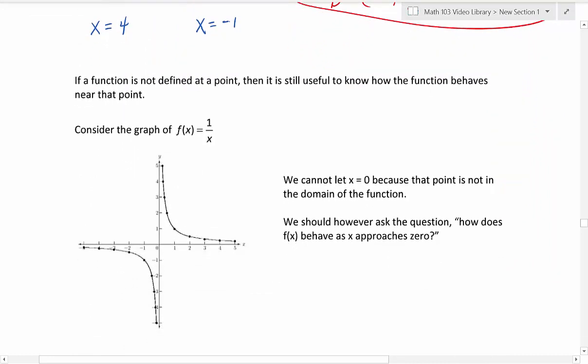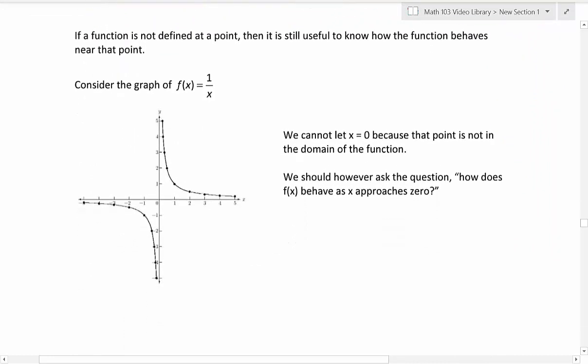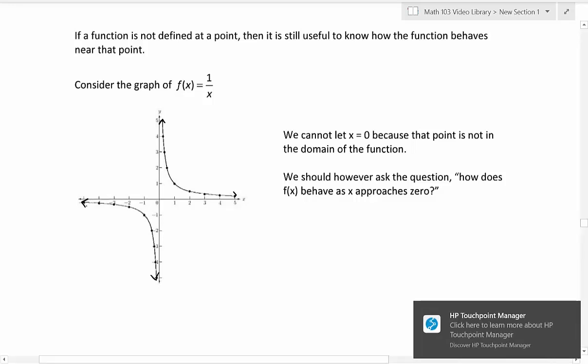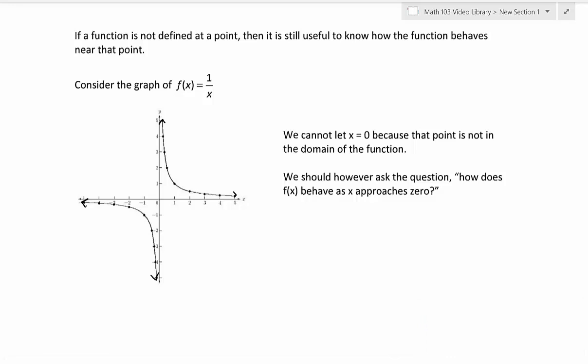If a function is not defined at a point, it's still useful to know how the function behaves near that point. So let's consider the graph of f(x) equals 1 over x. Since we cannot have a 0 in the denominator, we know that x equals 0 is not in the domain of the function, because when x is 0, we get an undefined expression. We should, however, ask the question: how does f(x) behave as x approaches 0?